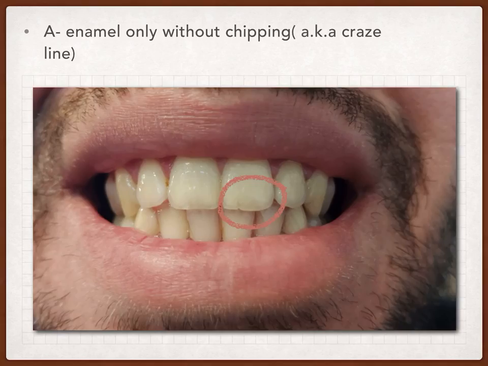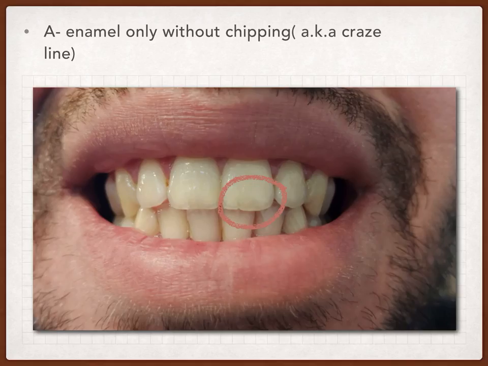The first case is when we have a horizontal fracture in the tooth that occurs in the crown only, in the enamel only and without chipping. As you can see here in this left central, when the enamel only is affected without chipping, it is also known as a craze line. So this is the first case, the craze lines.